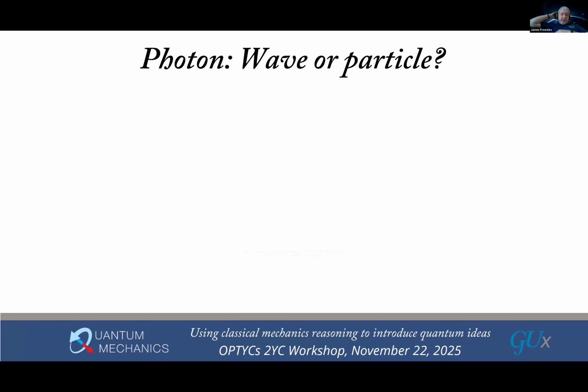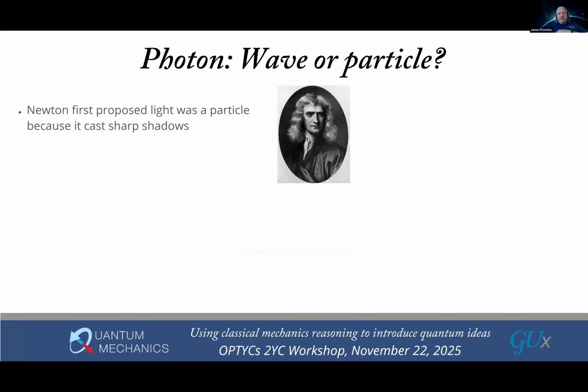So the first question that we always grapple with when we're talking about quantum mechanics is: is a photon a wave or a particle? This often goes by the name of duality. There's a rich history to this. Newton first proposed that it was a particle because light casts sharp shadows, and because Newton was such a hero of physics, no one wanted to question him.